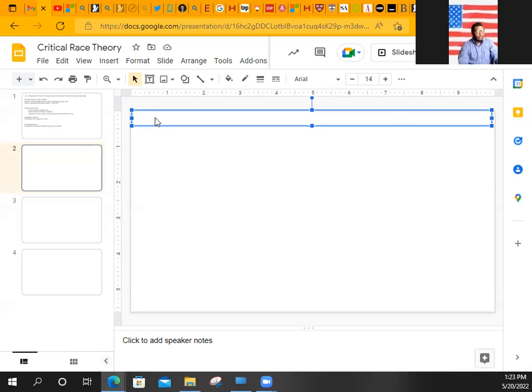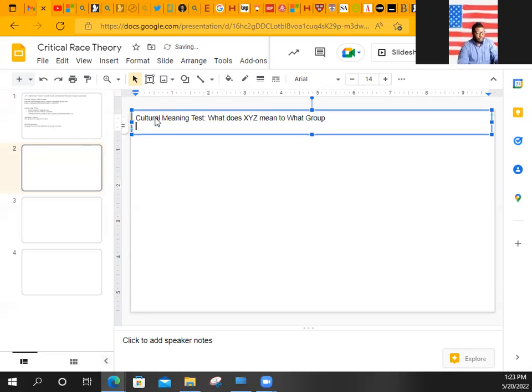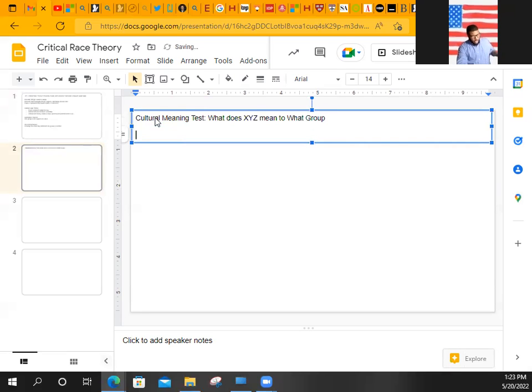The first test that you have is the cultural meaning test. In other words, what does XYZ mean to what group? When you're asking what does something mean to one group, you want to look at different things that are happening out in society. You might take, for example, back when the Washington NFL team was named the Redskins, right?